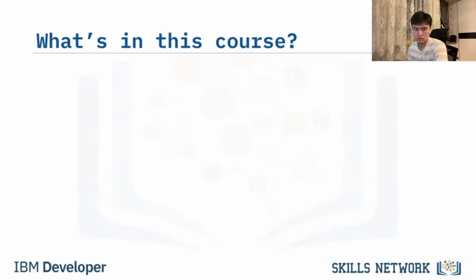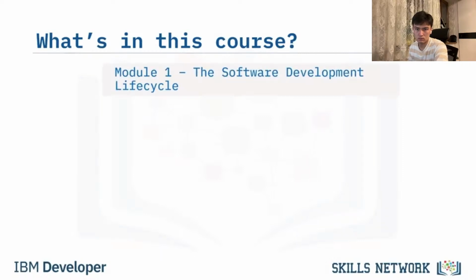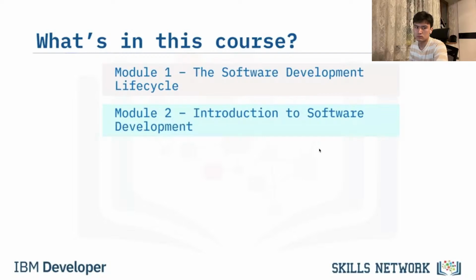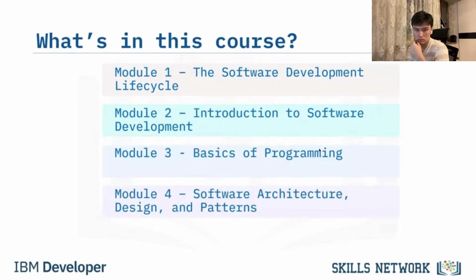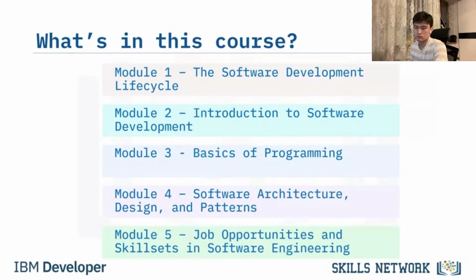So, what's in this course? It's divided into 5 modules: the software development lifecycle, Introduction to Software Development, Basics of Programming, Software Architecture, Design and Patterns, and Job Opportunities and Skill Sets in Software Engineering.